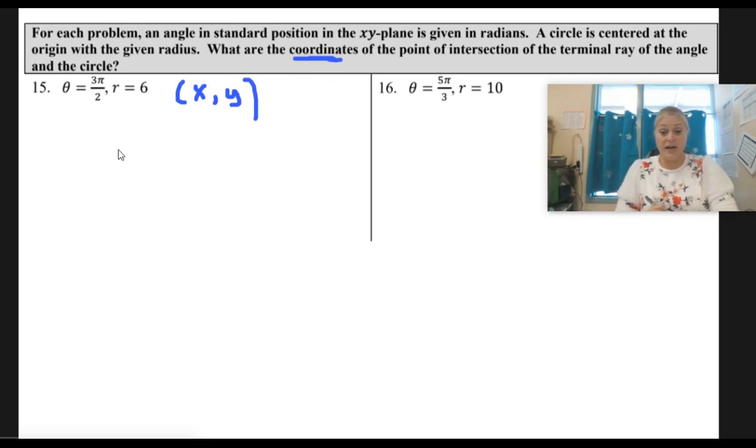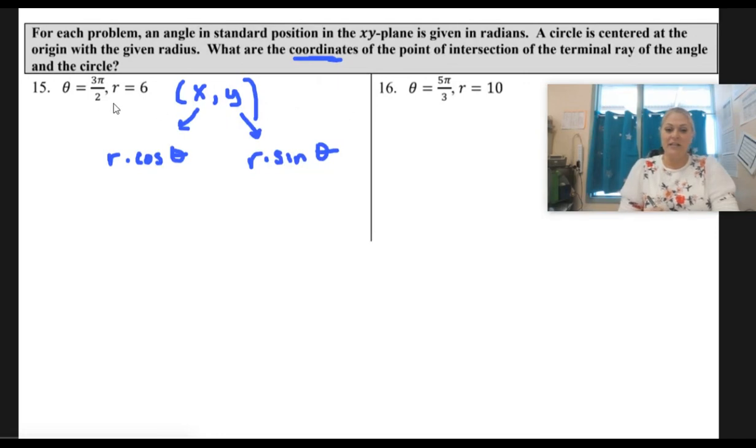Knowing that, you need to know how to get those formulas. To get x, you need the radius times the cosine of theta, and to get y, you need the radius times the sine of theta. So we have radius 6. For x, I'm going to have 6 times cosine, and in this case theta is 3 pi over 2. And for the y value, r times sine 3 pi over 2.